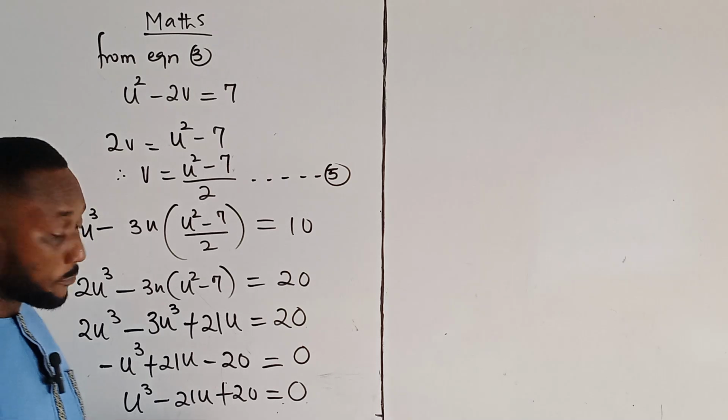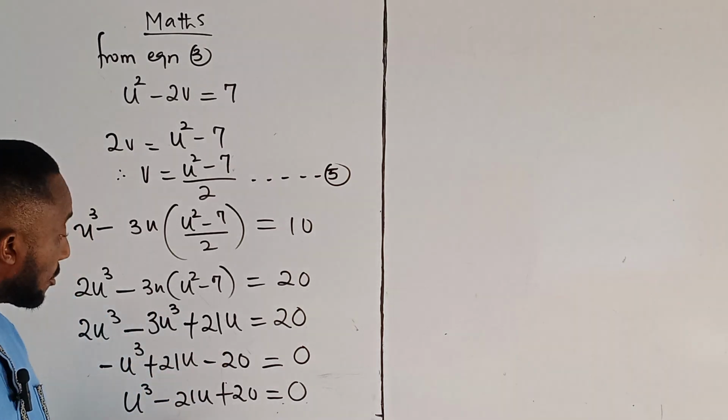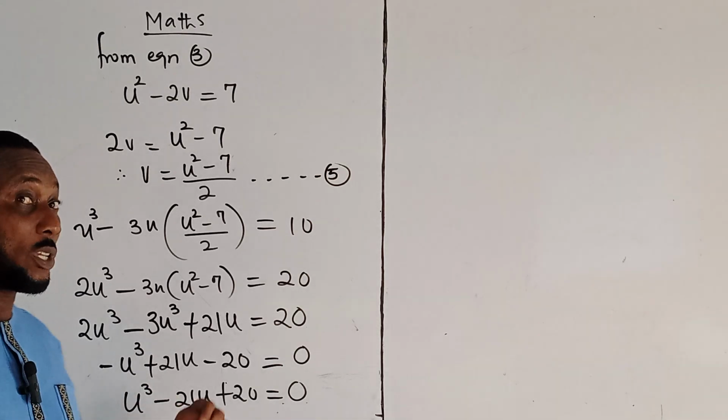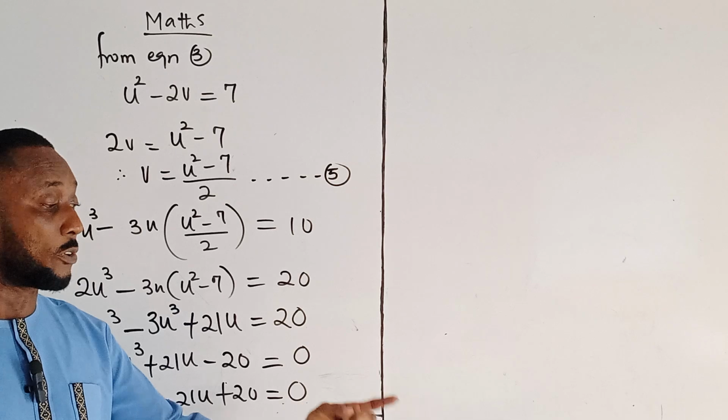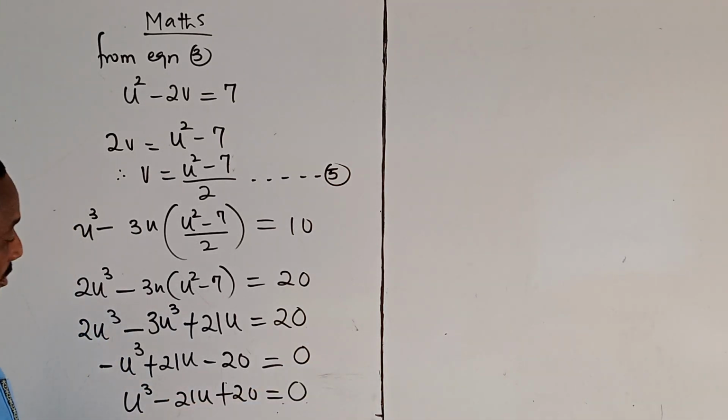I am going to actually factorize this. If I use the rational root theorem, 20 divided by 1, the leading coefficient here is 1. Then I'm looking at 1, 2, 4, 5, 10, and 20. So because of the fact that this is factorable, no need to use synthetic division. I can factorize this.